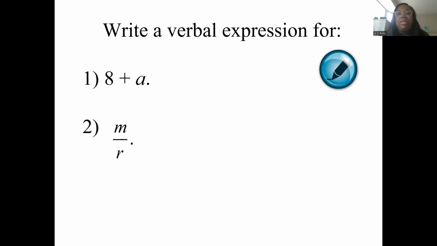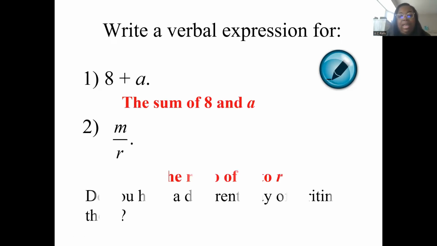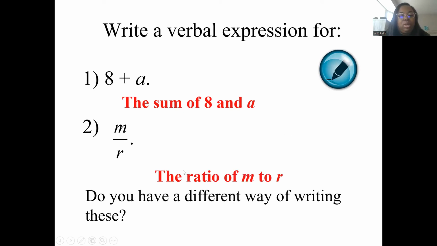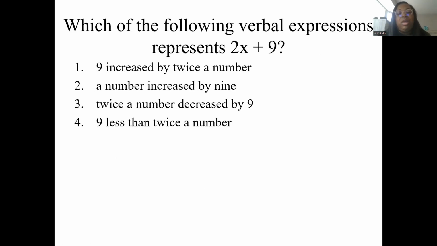And then you need to be able to do the reverse. So once you're able to figure out what a worded sentence means symbolically, you should be able to take those same symbols and get those into words. So how would you say number one? One way to say it is the sum of 8 and A. How would you say number two? One way of saying it is the ratio of M to R, M divided by R. You can write them differently as well.